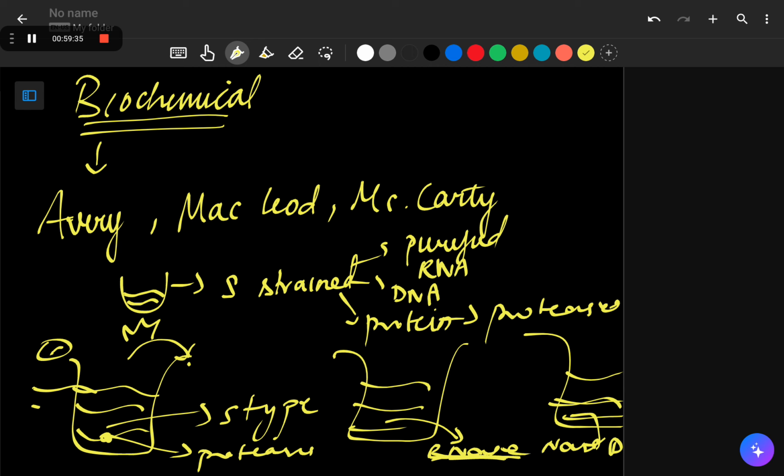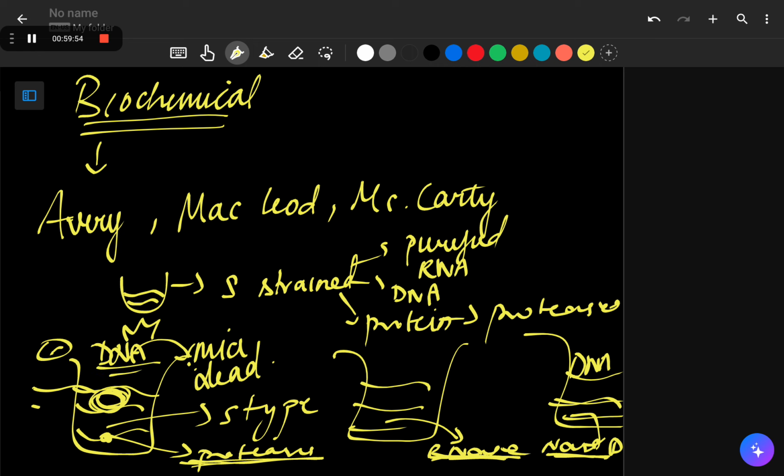But when they used DNase, all the DNA was destroyed. Therefore, the mice lived. In the first case, the mice died. Why? Because only the proteins were not there. DNA was there. If DNA is there, the genetic material will get transferred, the mice will get affected and will die. In the second case also, with RNase, RNA was not there, but DNA was there. If DNA is there, the disease will come and the mice will die. But in the third case, when they used DNase, DNA was not there. If there is no DNA, there will be no disease and the mice will live.